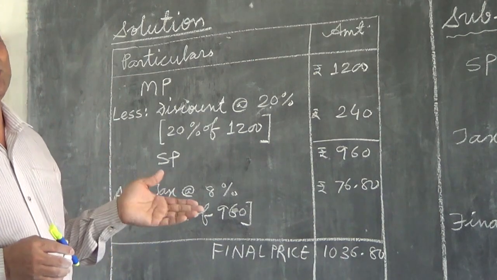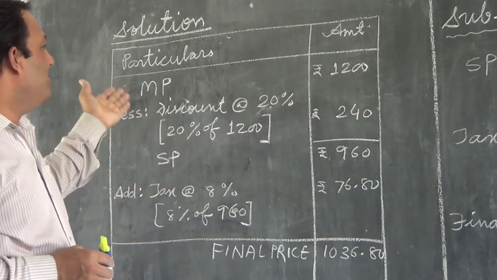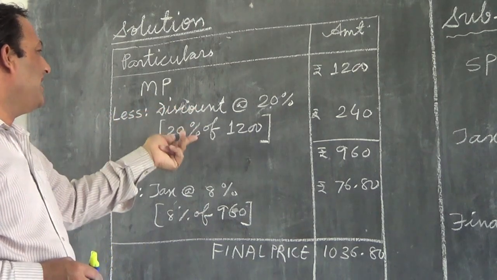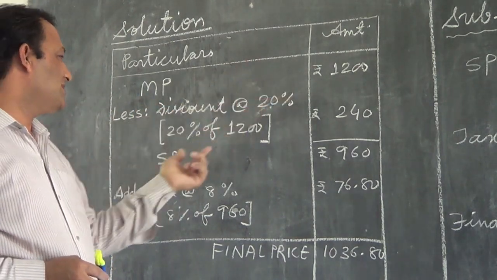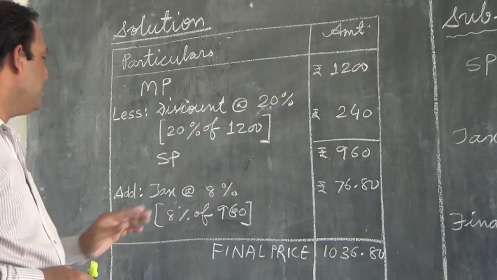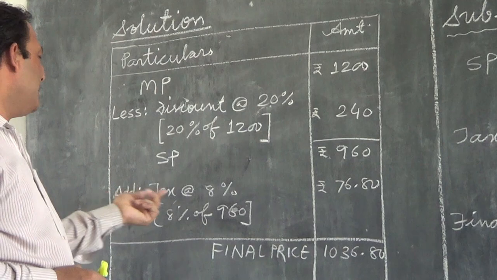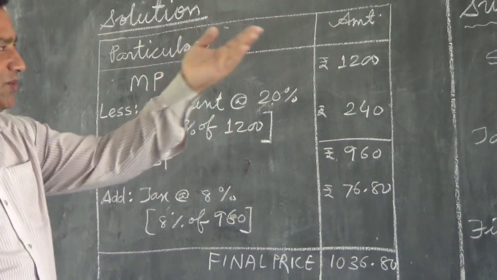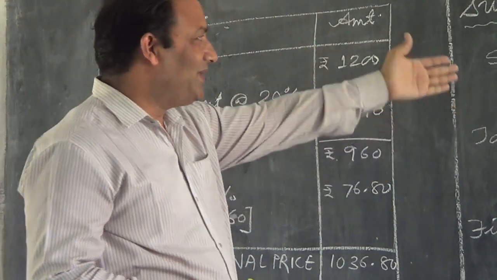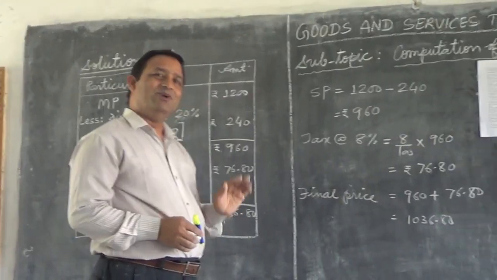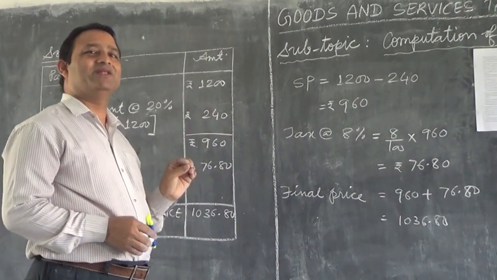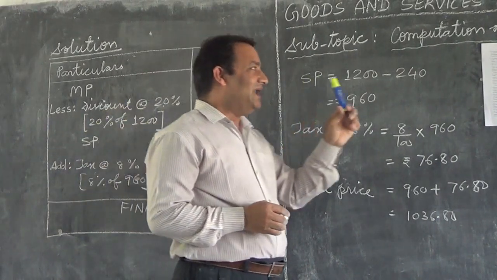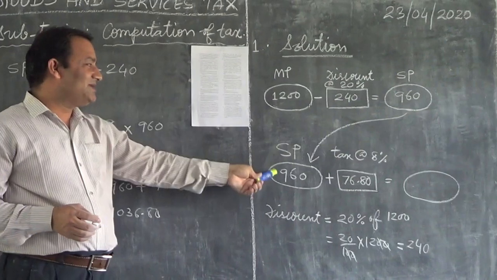Here MP less means you have subtracted. It is clear that you have subtracted it. After subtracting, you got the selling price, and to the selling price you have added the tax at 8%. Then you got the final price. You can go for modeling, and after modeling you can calculate this way. Modeling helps us to understand the problem and solve it very easily.